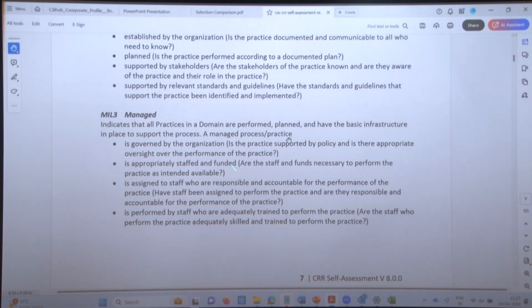So it has to be sustainable, and by properly staffed and funded, it means the top level, CEO or such level, have supported the cybersecurity cause or resilience cause. Is assigned staff who are responsible and accountable for the performance of the practice? It should not be like whoever is doing whatever, right? Proper accountability should be there. And then finally, are the staff adequately trained to perform the practice, right? This is the biggest hurdle nowadays because getting properly trained cybersecurity professionals is very difficult and very expensive, and therefore this is getting harder.